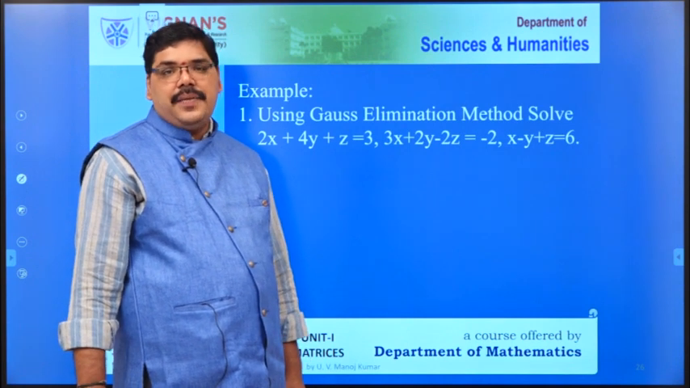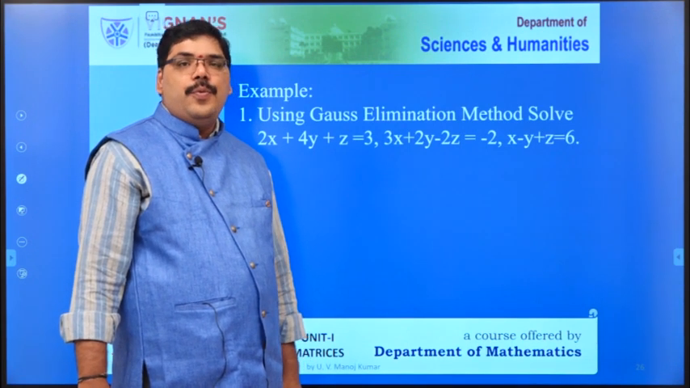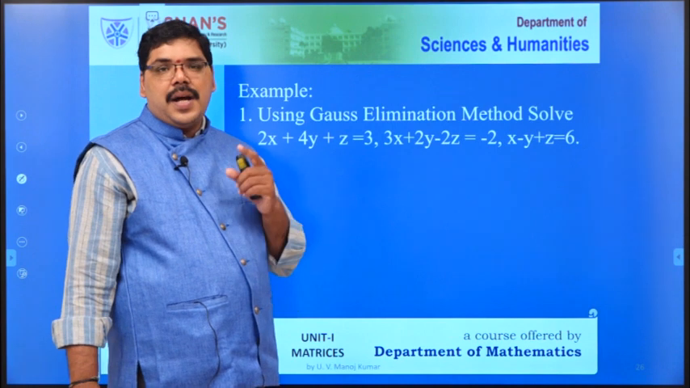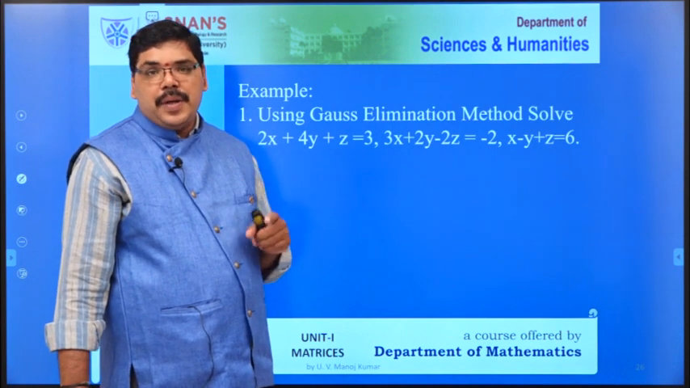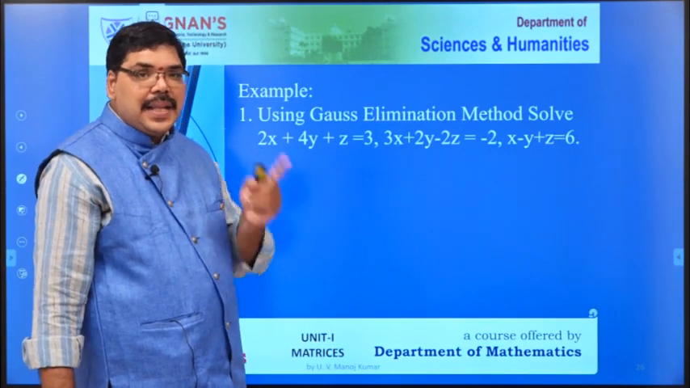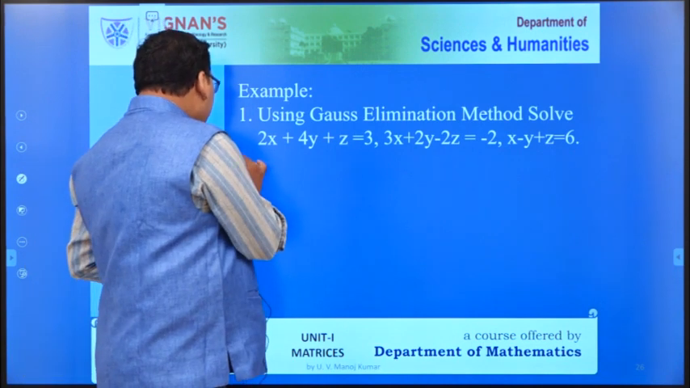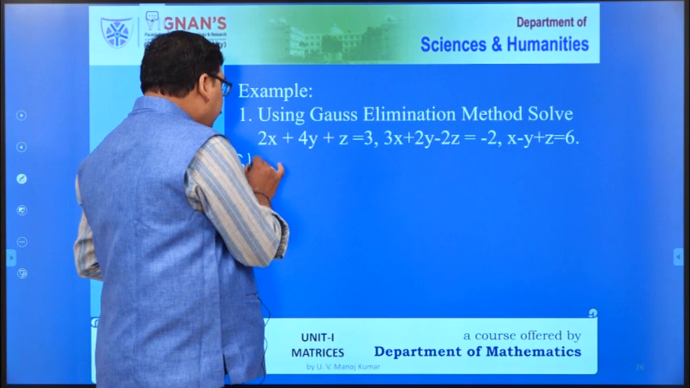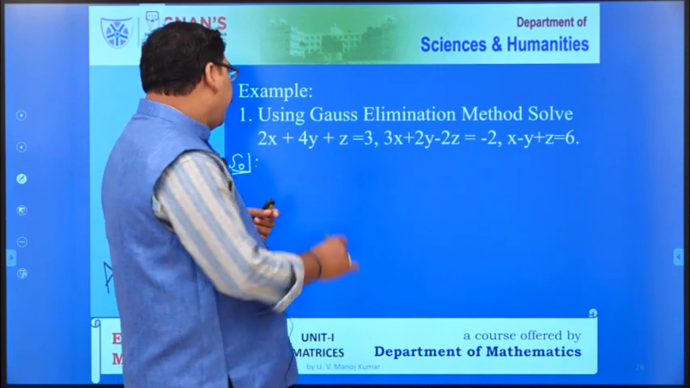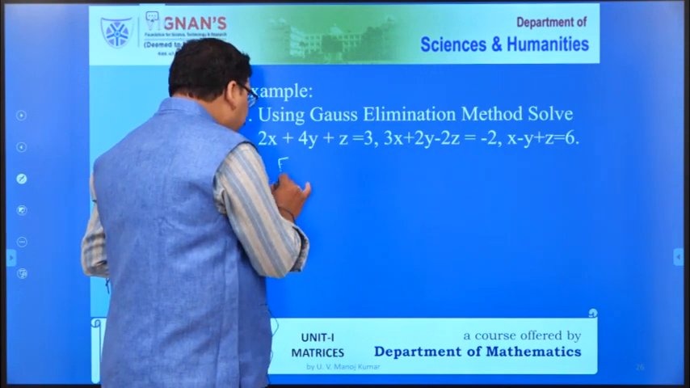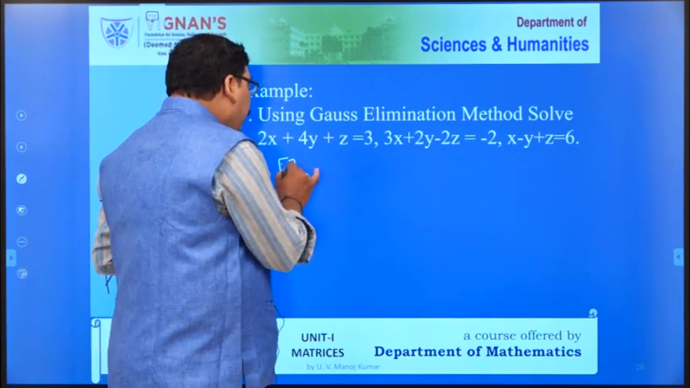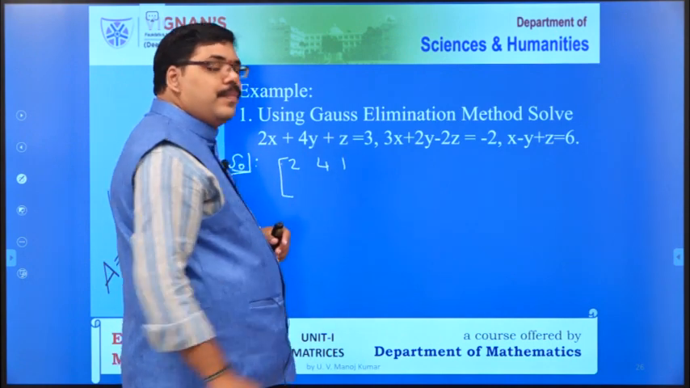Here a system of equations is given, they are consistent, so we are asked to solve it by Gauss elimination method. Remember, if you are asked to use Gauss elimination method, you have to apply row operations so that matrix A reduces into echelon form. Elimination method, echelon form. Okay? Solution is, write the given equations into matrix form. I am directly writing the matrix form. 2, 4, 1.